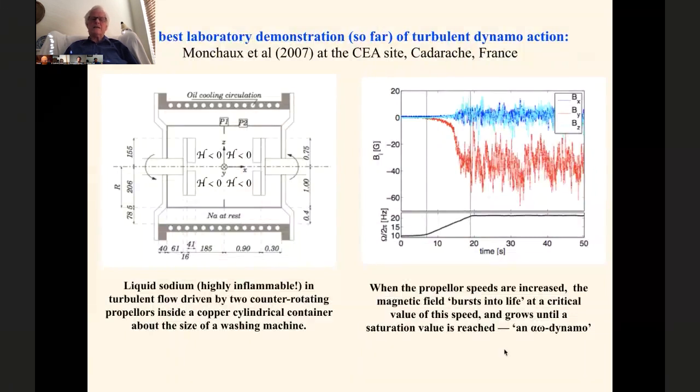And that is believed to be an alpha-omega type of dynamo, in which the alpha effect operates in the turbulent flow in the interior, and there's also a differential rotation effect, like an omega effect, due to the differential rotation of the two propellers.